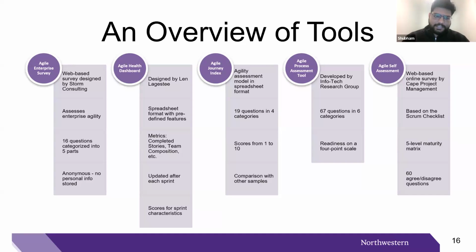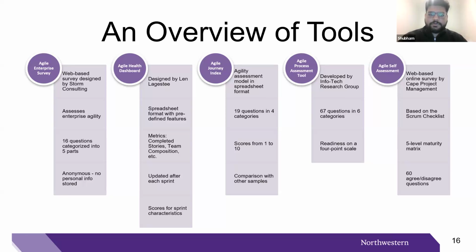So for example, Agile Enterprise Survey. It's a web-based survey, again behind a paywall, which is designed by Storm Consulting. It's a firm that deals with analytics for agile assessment. It has only 16 questions that are categorized into 5 parts. And in this case, no personal info is stored.